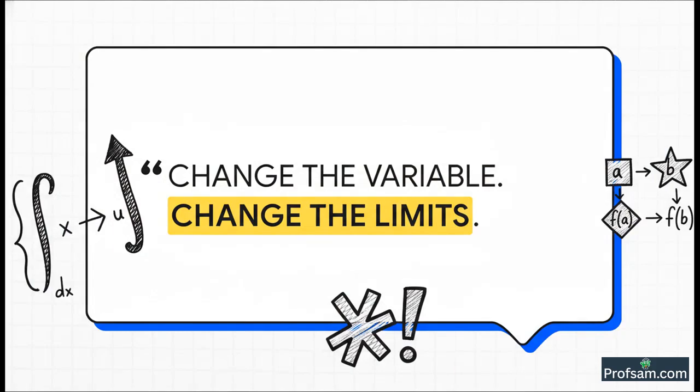And here it is, the golden rule. I'm serious, pause and write this down if you need to. It's this simple. When you change the variable, you must change the limits. When you go from the world of x to the world of u, the limits have to come with you. Forgetting this is the number one mistake everyone makes, but it's so simple to get right. Just remember, change the variable, change the limits.